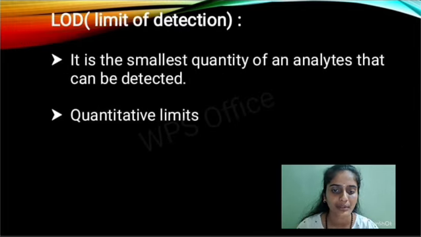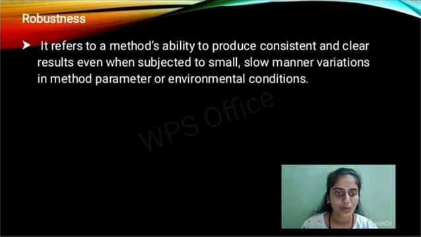Let's move on to limit of detection. It is the smallest quantity of an analyte that can be detected. Quantitation limit: it is the lowest concentration of an analyte in a sample that may be determined with acceptable accuracy and precision. Next is robustness.